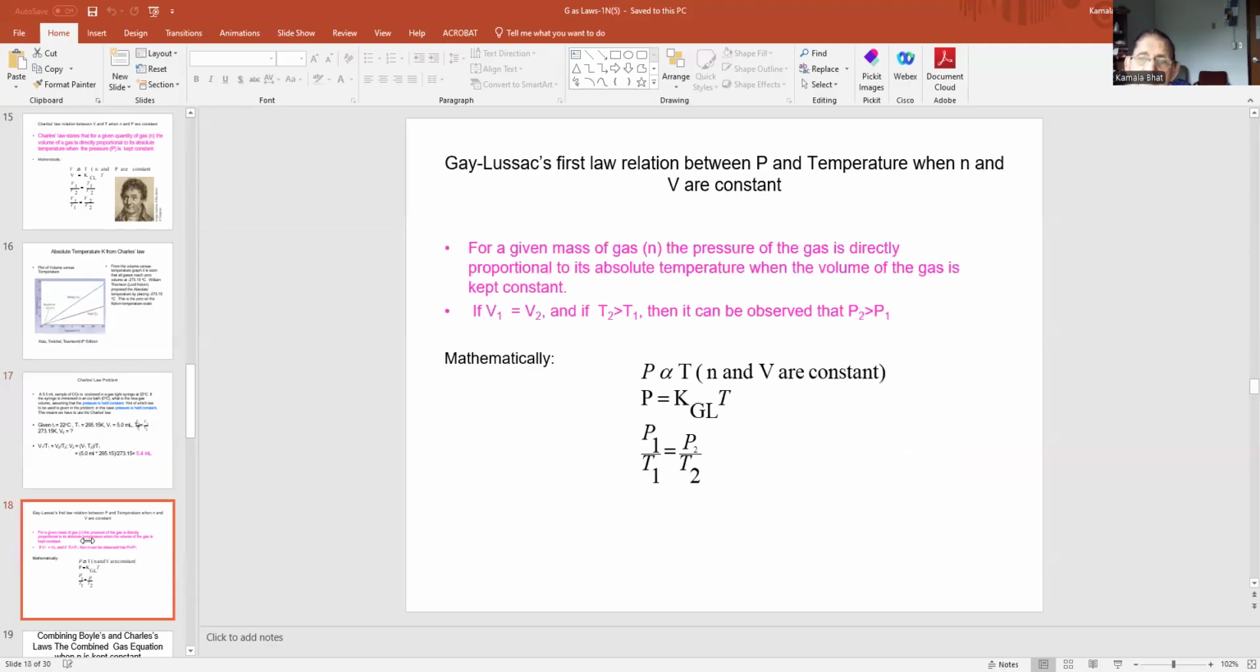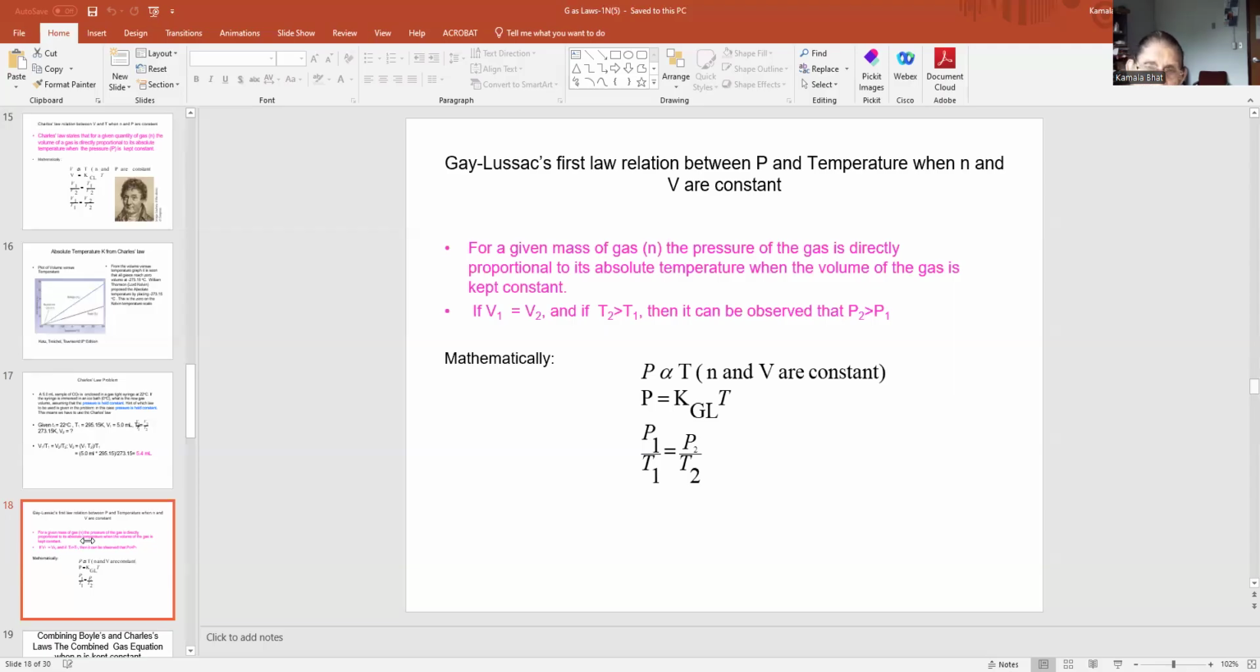Next is Gay-Lussac's first law. Gay-Lussac's first law gives a relationship between temperature and pressure when the number of moles of a gas and volume are kept constant. This law is almost identical to Charles' law, except that now we are keeping volume constant, whereas in Charles' law, pressure was kept constant. And so we find that the mathematical expression is similar: P is directly proportional to the absolute temperature T, when n and V are kept constant.